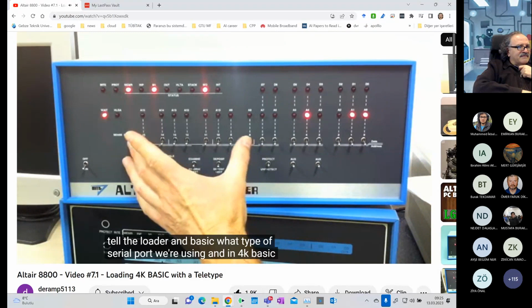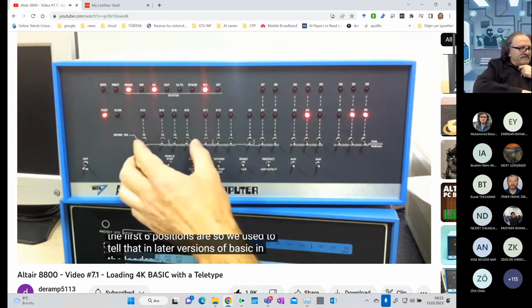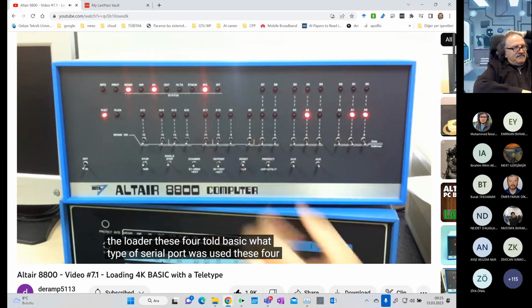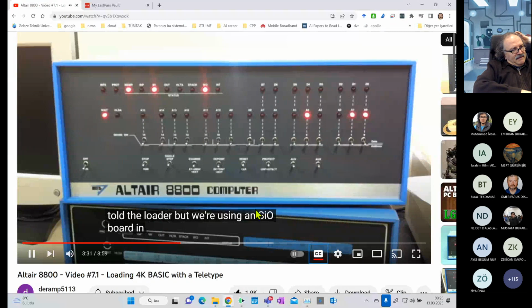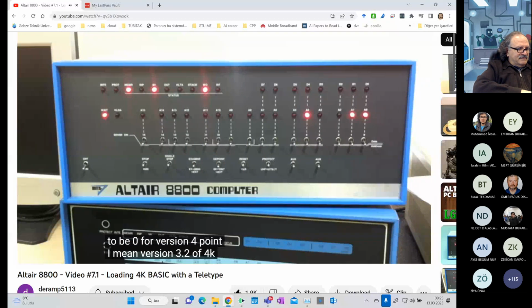In 4K BASIC, the first 6 positions or so were used to tell that. In later versions of BASIC, these 4 told BASIC what type of serial port was used. These 4 told the loader what port number you need to use to load the data. We're using an SIO board. In that case, these bits all have to be 0 for version 3.2 of 4K BASIC. All right, so now it's ready to run.